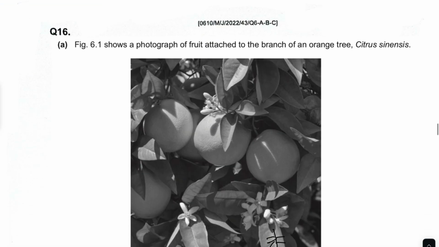Moving onward, for the question that came in May, June of 2023, the variant was 4 in your paper. This was question number 6 with us. They say figure 6.1 shows a photograph of a fruit which is attached to the branch of an orange tree. The genus is citrus and the species is sinensis.